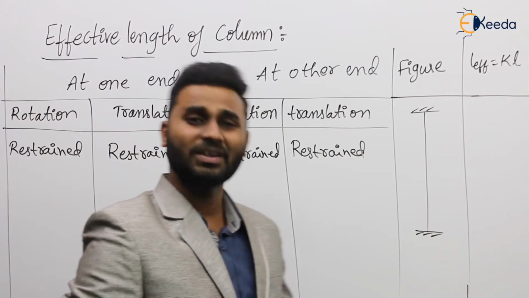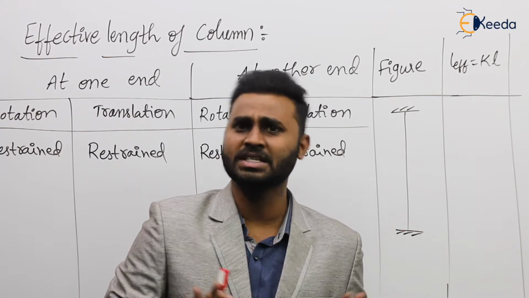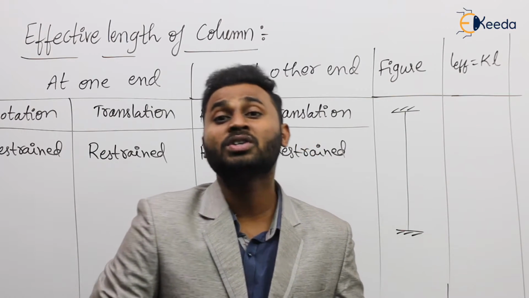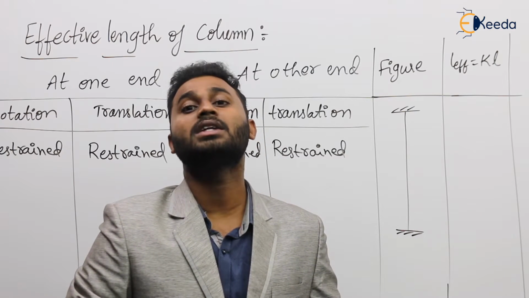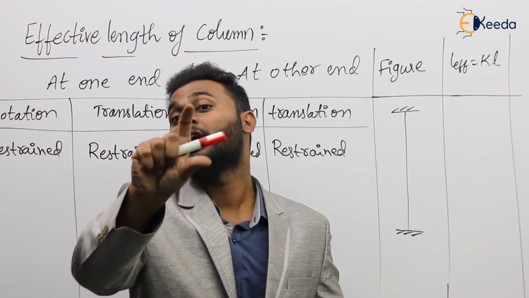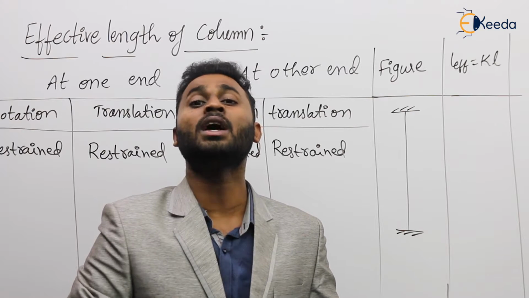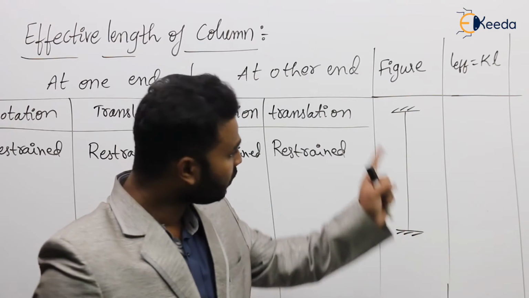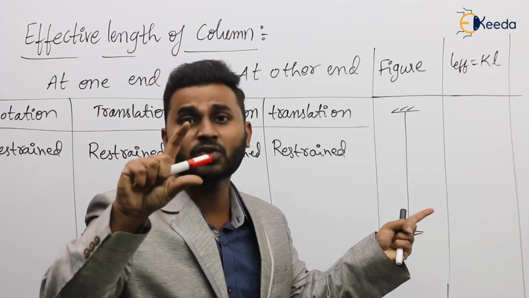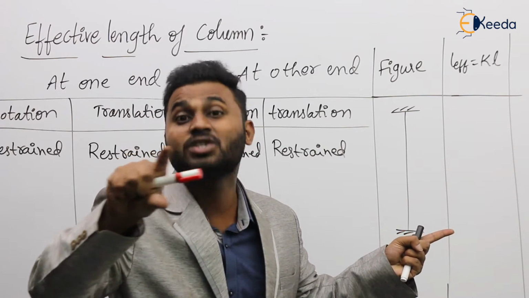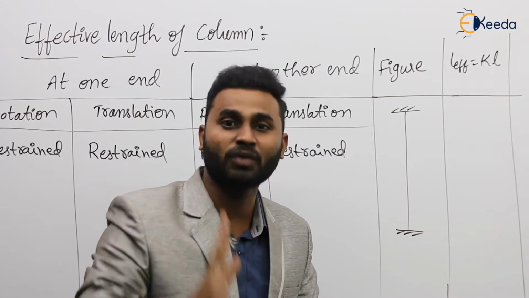Tell me the definition of effective length first, before going into this concept. I guess you have discussed this in strength of materials, but still I am going to repeat. Effective length is nothing but the distance between two points of contraflexure, the distance between the locations of zero moment, or the distance between the points where the curvature is going to change. All these are considered as definitions for effective length.